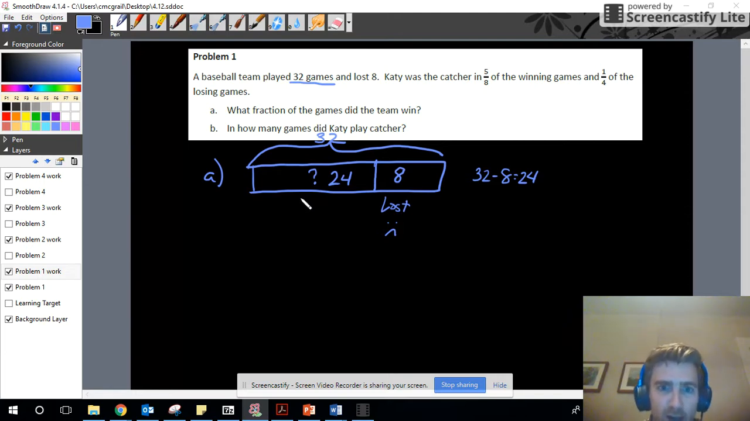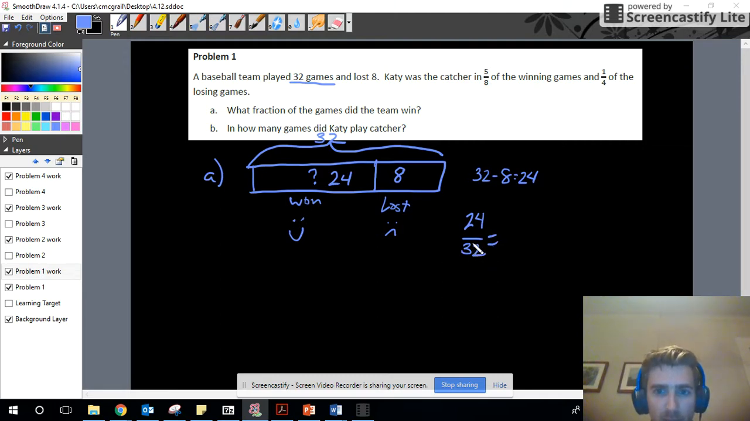Let's move on. So if they won 24 games, now I need to find out what fraction of the games this is. If they won 24 out of 32, I could say that the fraction is 24/32, but that's kind of a big fraction. I don't really understand what that means because the numbers are so big. So we're going to reduce it.